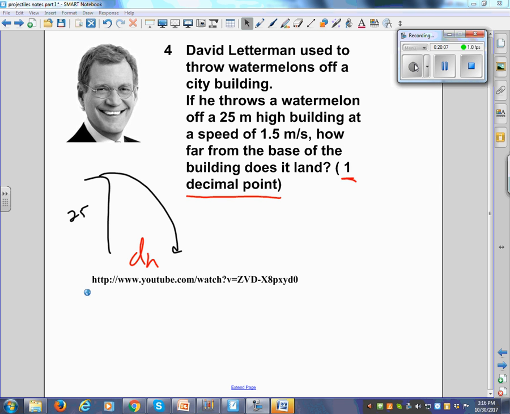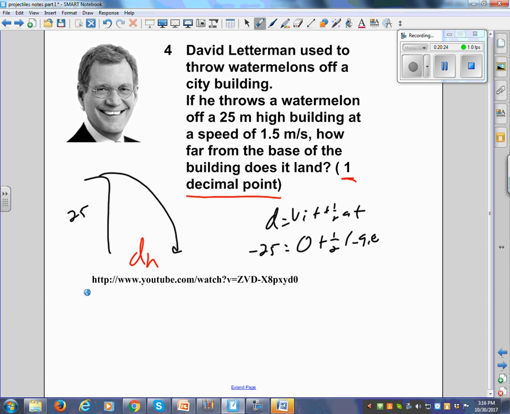It's exactly the same. So you're going to find the time of fall. D equals VIT plus a half AT squared. The displacement is minus 25. The VI is 0. 1/2 of minus 9.8 AT squared, right? So T is going to be the square root of 25 over 4.9. And here's a tip. Is it always going to be the square root of the displacement over 4.9? Yeah, because that's the only thing that changes. Just memorize this number. So memorize 4.9, ready to go.